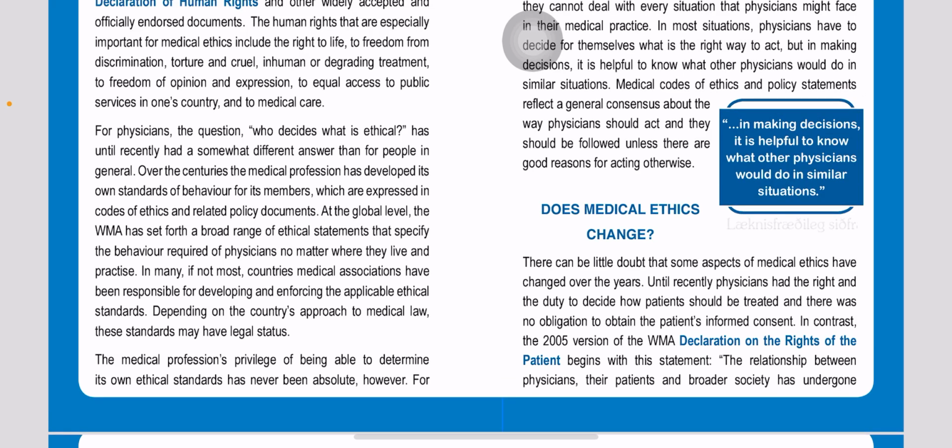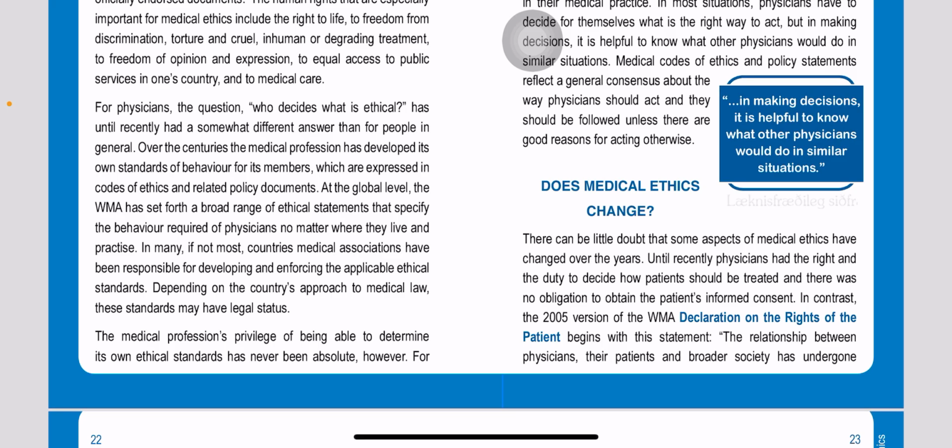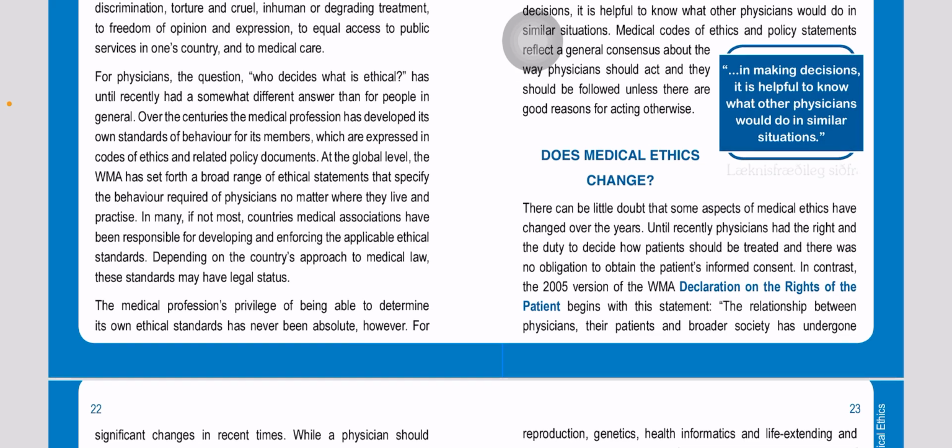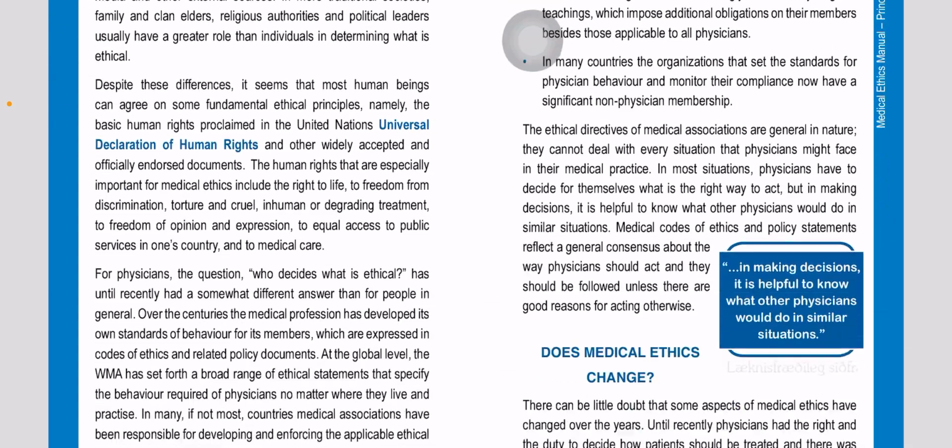So, the World Medical Association has set forth a broad range of ethical statements that specify the behavior required of physicians, no matter where they live and practice. In many, if not most countries, medical associations have been responsible for developing and enforcing the applicable ethical standards, depending on the country's approach to medical law. So, these standards may have legal status. These are just matters of reading.